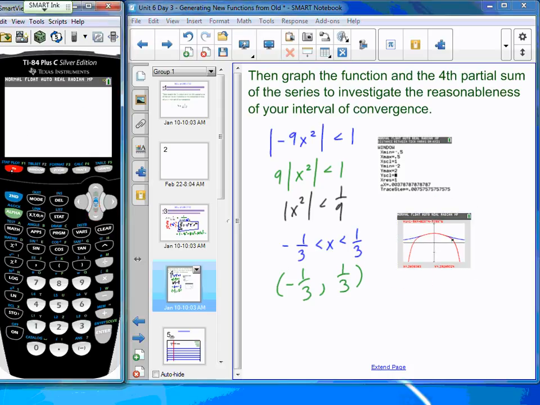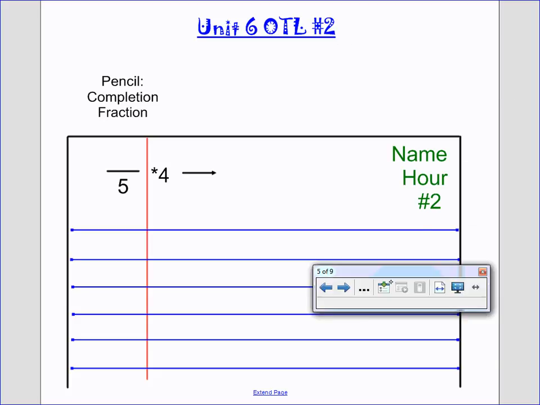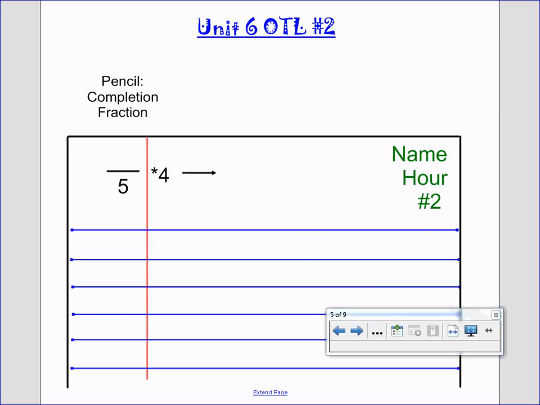Oh, I want this too. Oh, no, don't do it. Okay, so that's been not so good, but we're right in time. So let's go ahead and pause the recording and take care of our OTL, please.